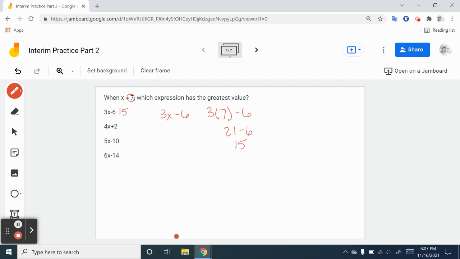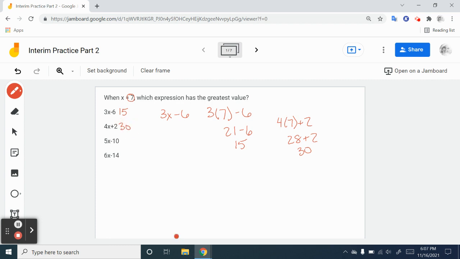Okay, the second one, I've got 4 times 7 plus 2, because it was 4x plus 2. So I'm going to put 7 instead of x. So I have 4 times 7 plus 2. 4 times 7 is 28 plus 2. So that's 30. Okay, so that one's definitely bigger.